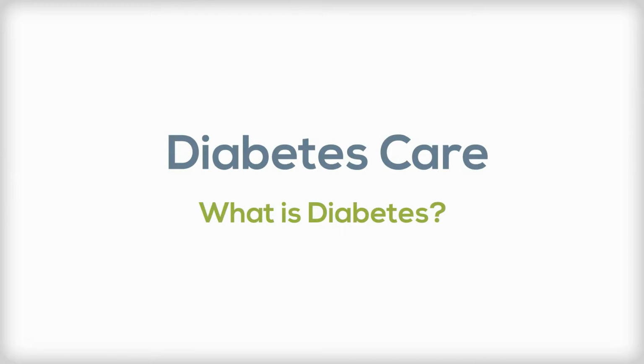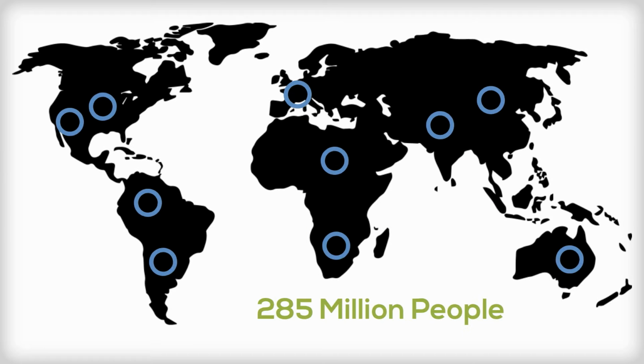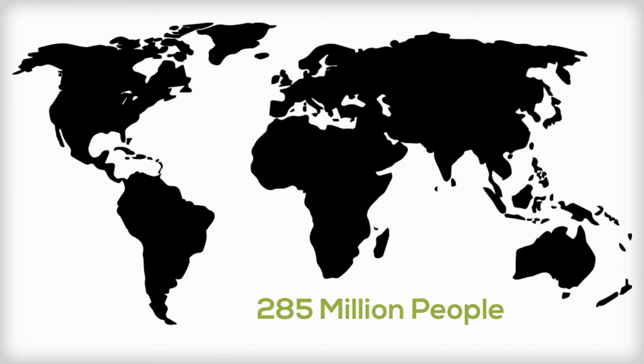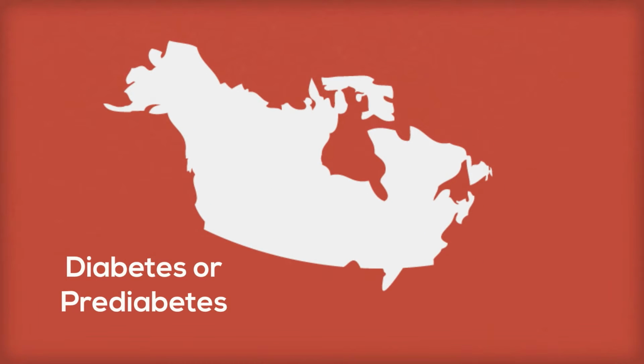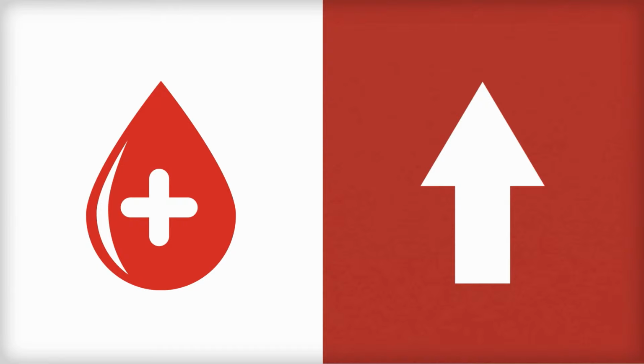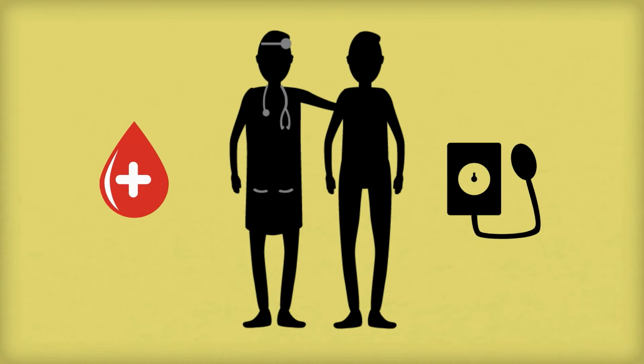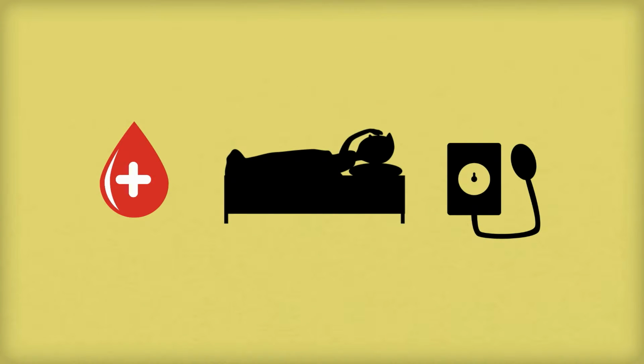An estimated 285 million people worldwide are affected by diabetes, with estimates suggesting that this will rise to 438 million people by 2030. In Canada, more than 9 million people live with diabetes or prediabetes, a condition where a person's blood glucose levels are higher than normal, but not yet high enough for a diagnosis of type 2 diabetes. If left untreated, diabetes can lead to serious health problems.